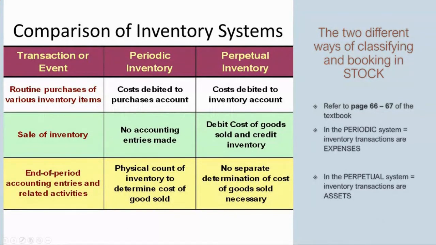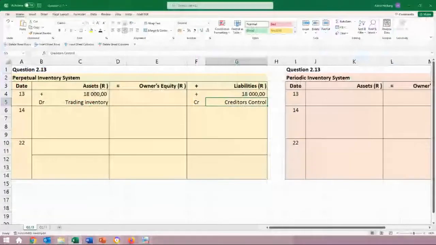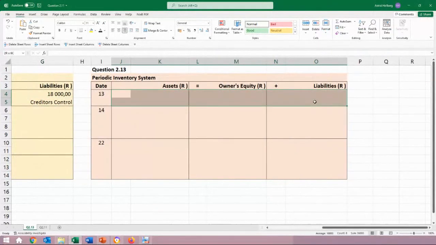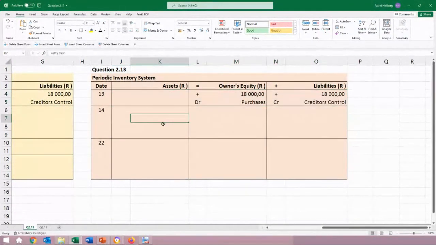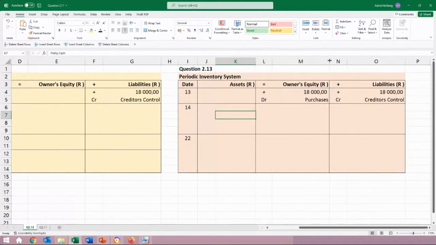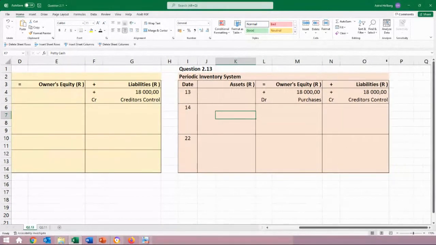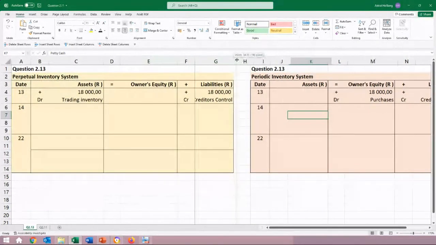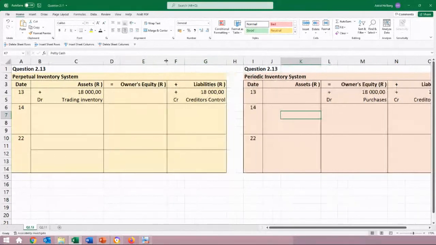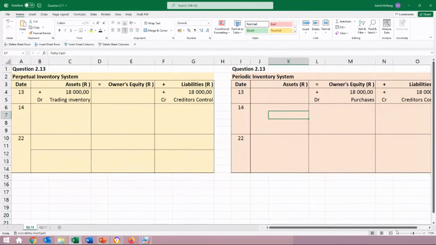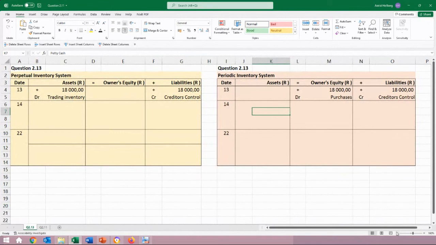Okay, so let's quickly have a look and see what it looks like if we do it in the periodic system. And then I'll put the two next to each other so that you can see exactly the main difference. Let's just make it slightly smaller, then we can compare the two next to one another. On the left-hand side is the perpetual system. On the right-hand side is the periodic. Now you can see both of them.